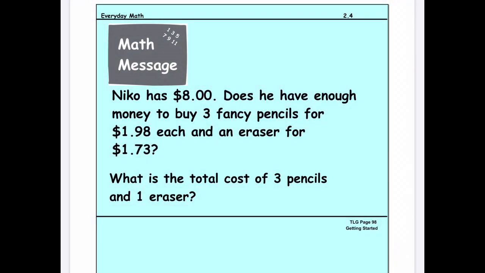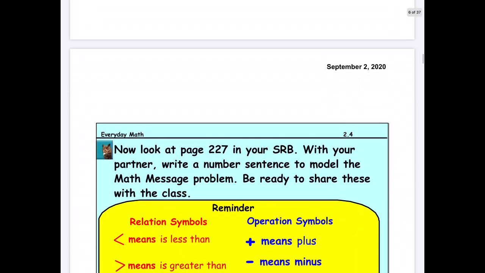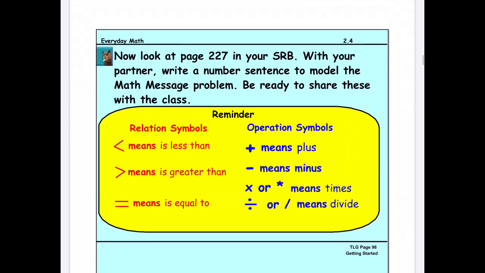We'll do an example of using a form to fill this in. And then we'll write a number model for it, reminding you that number models need relation symbols, which are less than, greater than, or equal to, and they need an operation symbol, which is add, subtract, multiply, or divide.